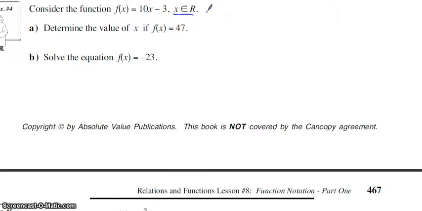Any input is valid. So this is not really necessary for now, but it's not wrong to stick it there. Determine the value of x if f of x equals 47. This is very different. It doesn't tell you what x is, but they tell you what y is. Remember, what's y? F of x is y. They tell you y is 47. And then, what is x?